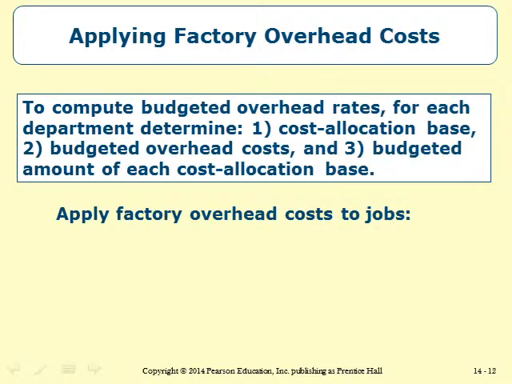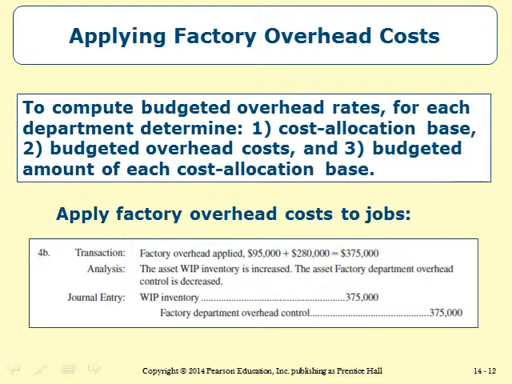And so for transaction 4B, we apply factory overhead cost to jobs by debiting or increasing work in process and crediting or decreasing the factory department overhead control. So we think of the control account as just a temporary holding account where we book all of our overhead costs, and then in order to improve the accuracy, to know how much it costs us to manufacture this product, or to complete this job, we then move all the direct and indirect costs into this project or to work in process.